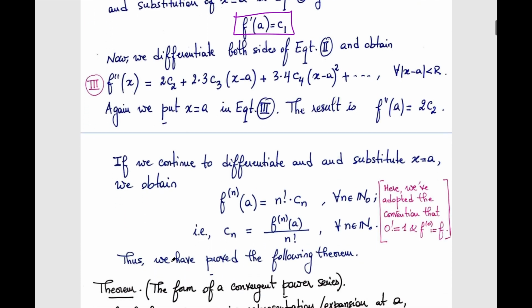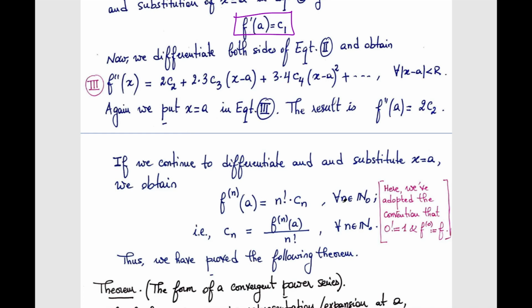And if you continue doing this over and over, I hope you start seeing the pattern. The next time you're gonna get 2 times 3, which is 3 factorial, right? And so on and so forth. And the general one is gonna look like this. This notation, remember what this notation means? This is the nth derivative of f at a, which is gonna be n factorial times cn. In this case, this is when n is 2, right? This is when n is 1. So overall, in general, that's the formula.